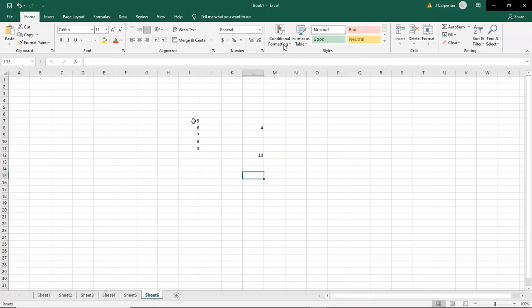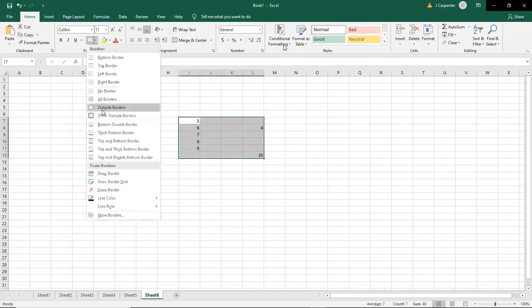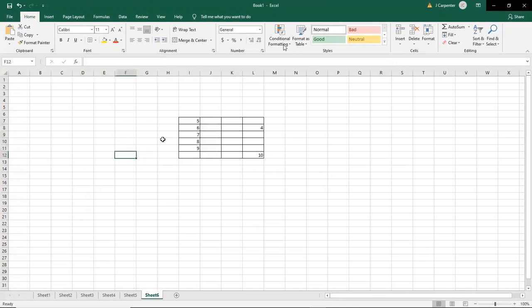Okay, so Jane does this. Jane has different numbers, but I don't feel like changing them. But Jane decides that she wants everything gridded like this. Okay, I don't care. I'm not grading on that.